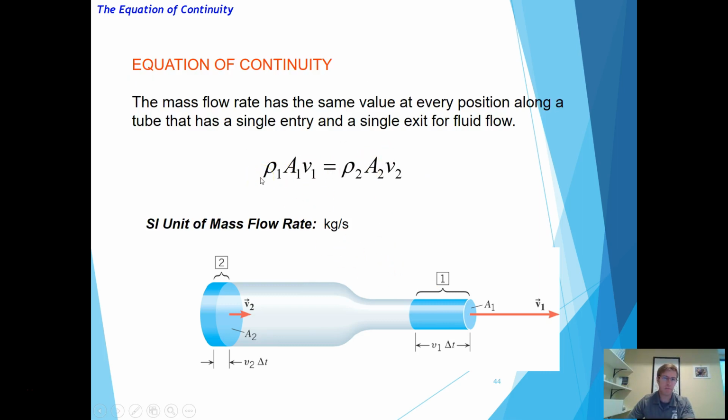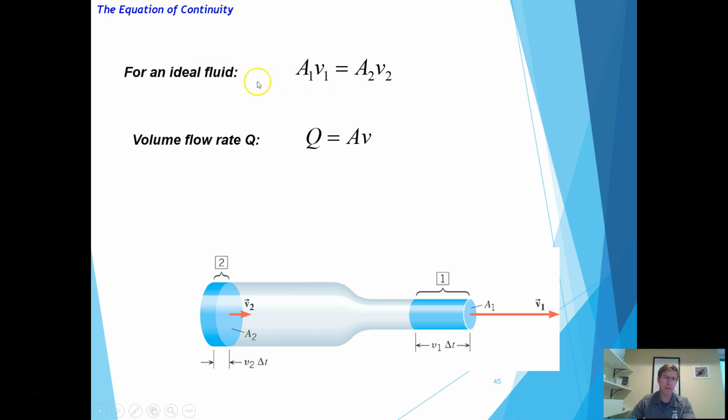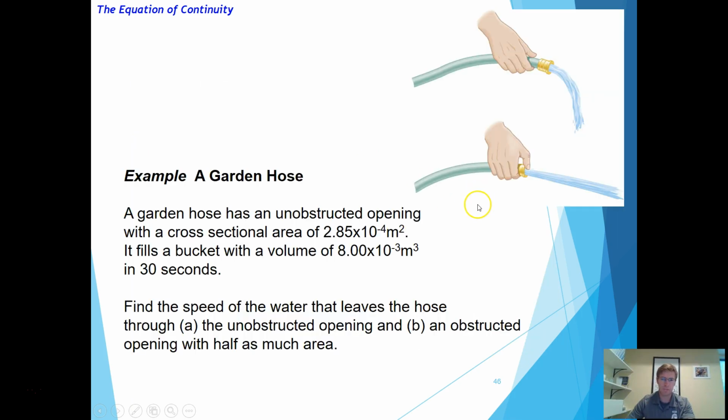If you have an ideal fluid, what does that mean? Ideal fluid means that your density will be the same at both locations because it's incompressible. So for an ideal fluid, that's reduced to just A1V1 equals A2V2. And just so you're aware, when you have area times velocity, this lowercase v is velocity, not to be confused with the capital V of volume. This lowercase v of velocity gives you your volumetric flow rate because the units here are cubic meters per second.